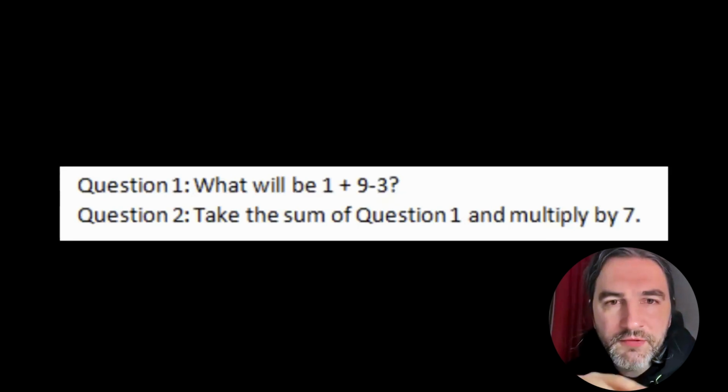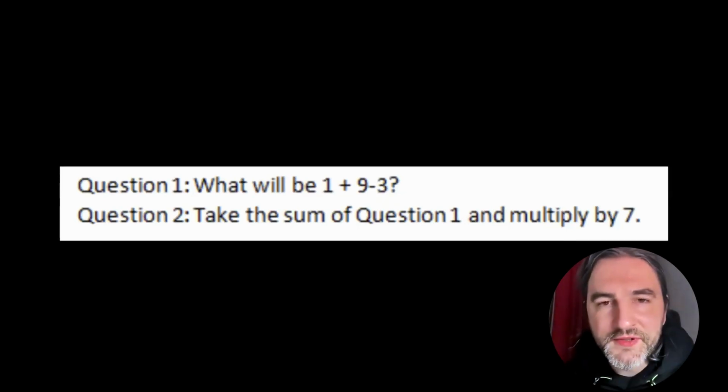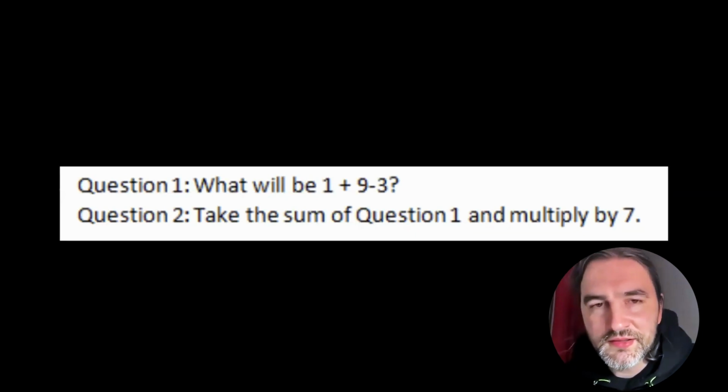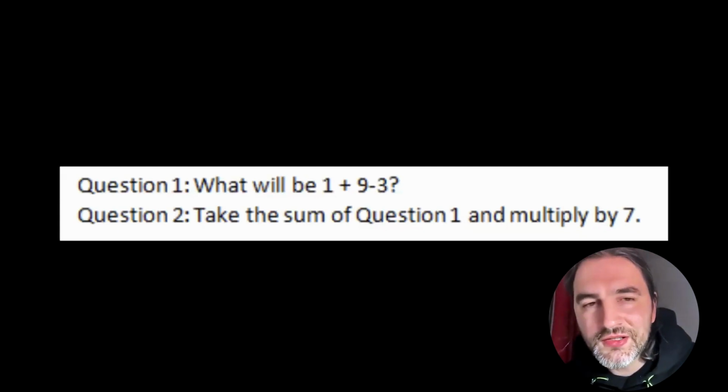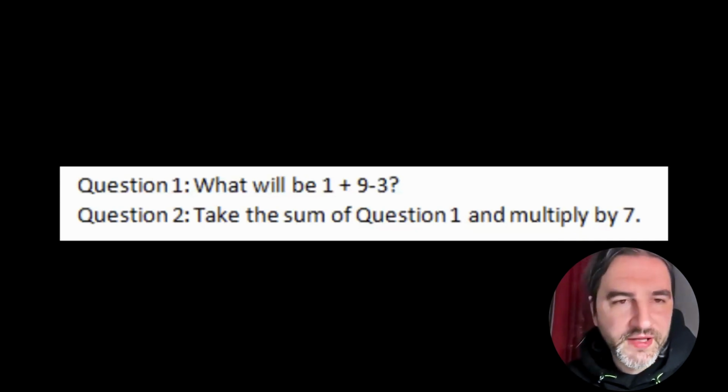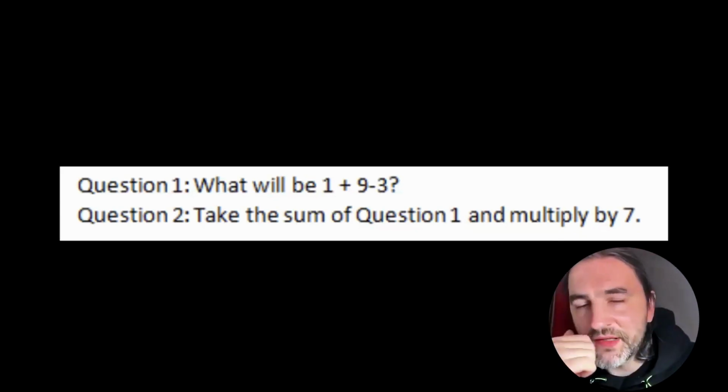So a couple of problems with this approach is that first of all, it's kind of worded wrong. Like, what will be 1 + 9 - 3? It's not how I would word this. But then the problem with another question is that it hinges on question one, because it asks you to grab the answer from question one and do something with this.